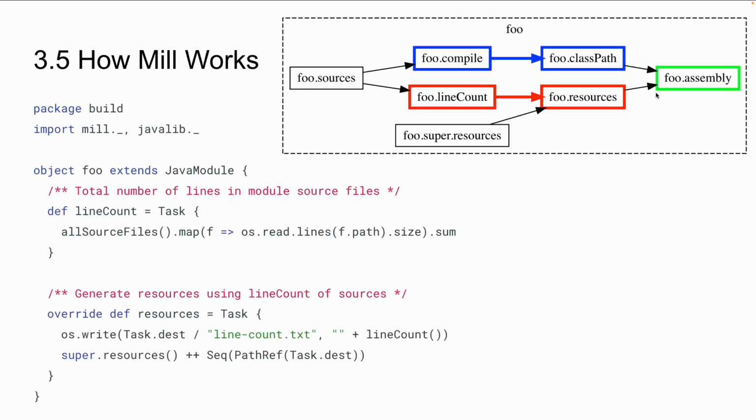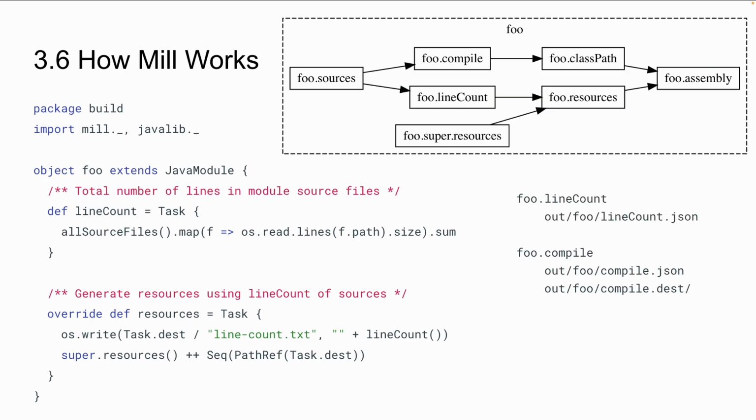And once we have this graph, we can do interesting things with it. For example, we can parallelize it to show that, hey, the blue things up here do not depend on the red things down here, so blue and red can run in parallel on separate threads. The green foo.assembly on the right needs to wait for both blue and red to finish before it can start. So that's simple and straightforward.